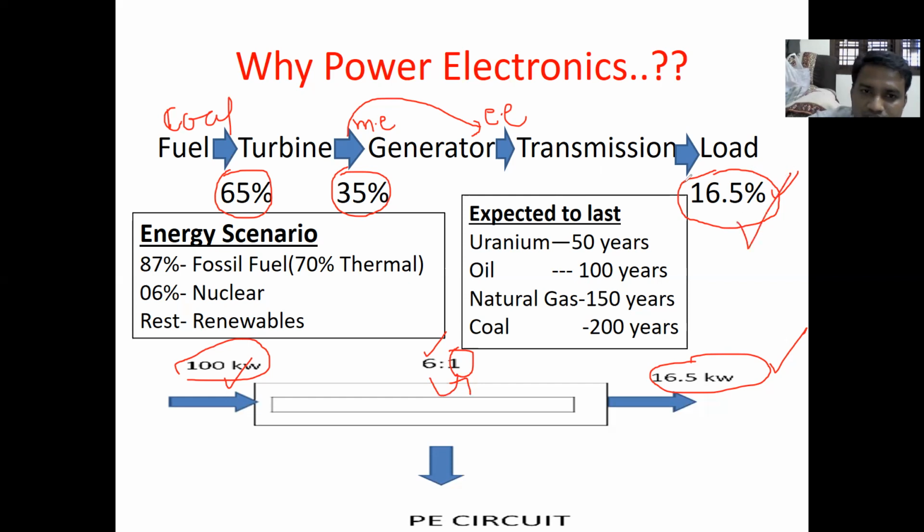How to improve the efficiency? In this place, we need to use power electronic devices. By using these power electronic devices, the losses will be less. So by making use of power electronic devices, efficiency is improved, and that is one case. Another case is that by making use of renewable resources, we can extend the life of resources like uranium, oil, natural gas, etc. So that is the case.